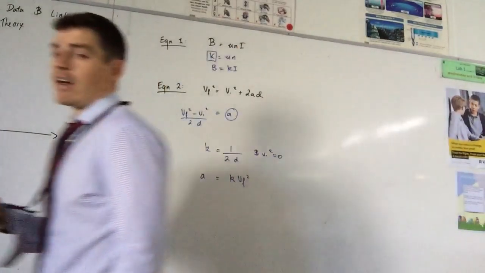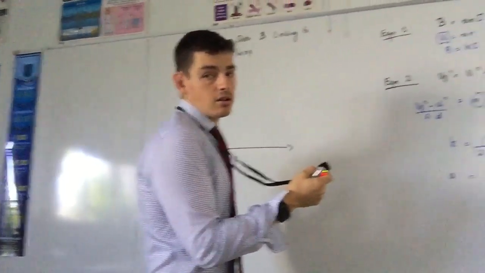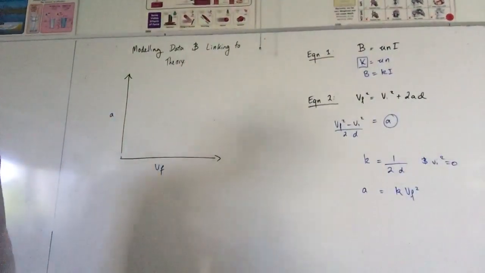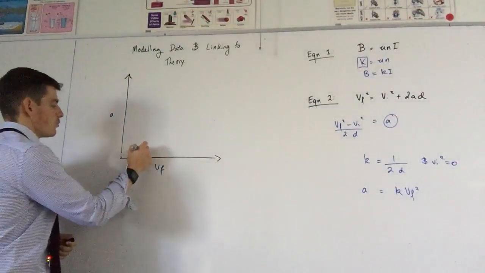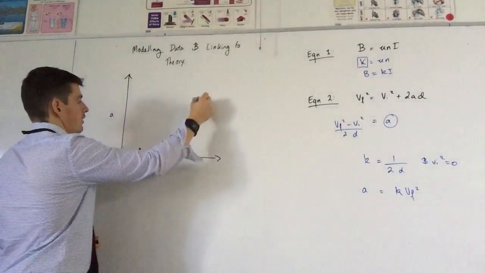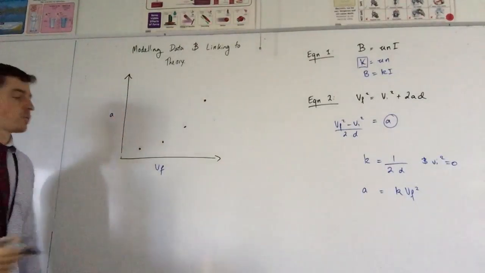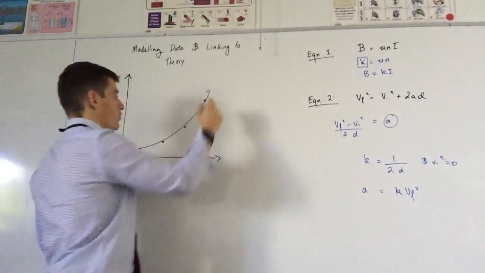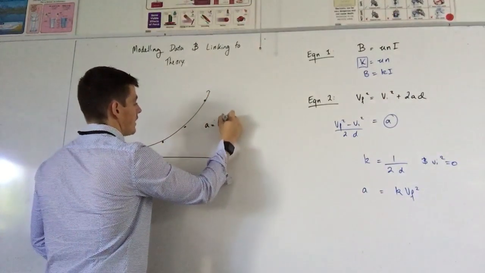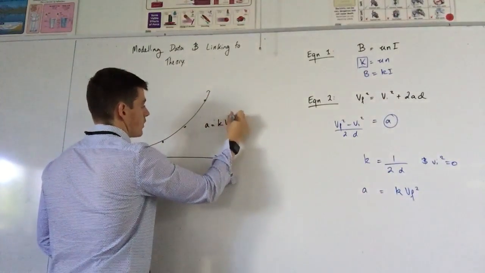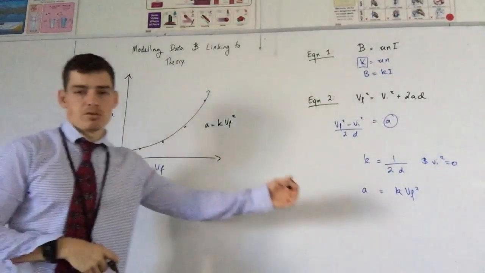So let's come back to our graph and see what we should expect. What I expect with this graph here is that as my Vf increases, my acceleration should increase by a square relationship. That's where I want to see that type of trend. I'd want to see A equals some value k times Vf squared. That supports my theory because it links to the equation I'm expecting.